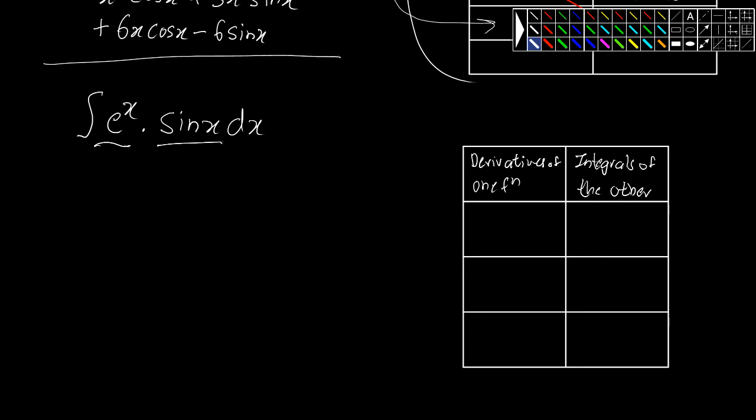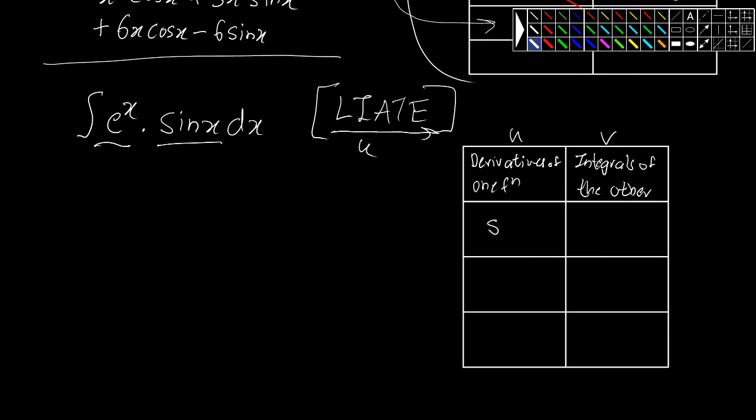So this is our u and this is our v. If you know the rule LIATE, we start from here and go there and select our u. So let's see what our u is going to be. As we can see, our u is going to be sine of x. Yes, our u is going to be sine of x.